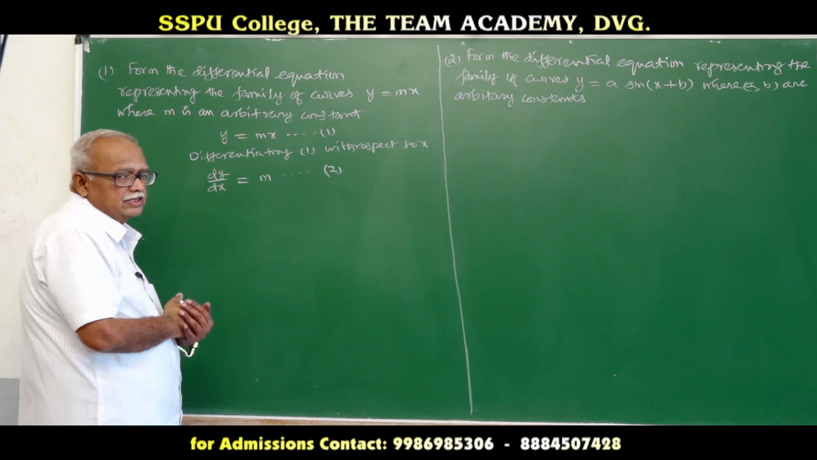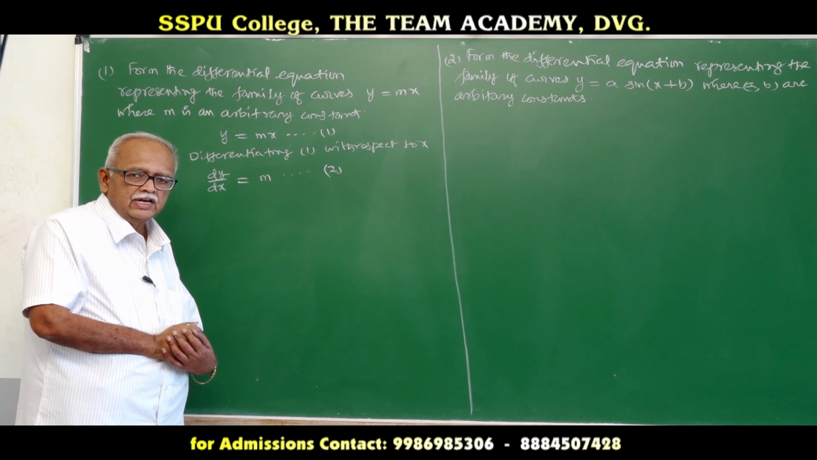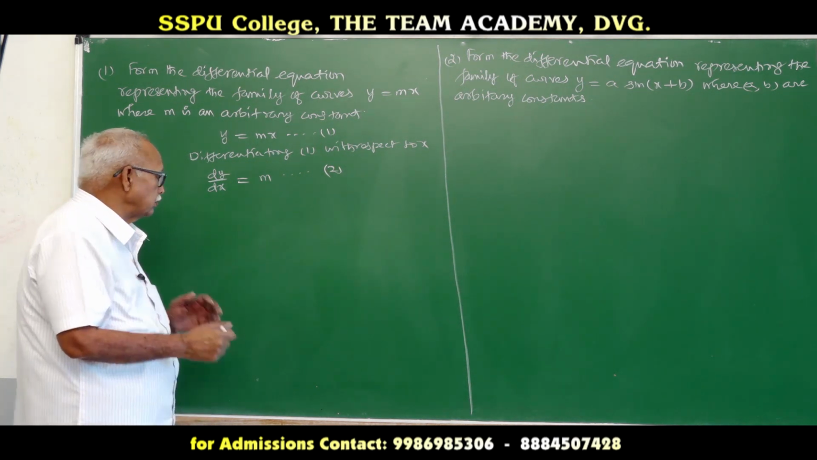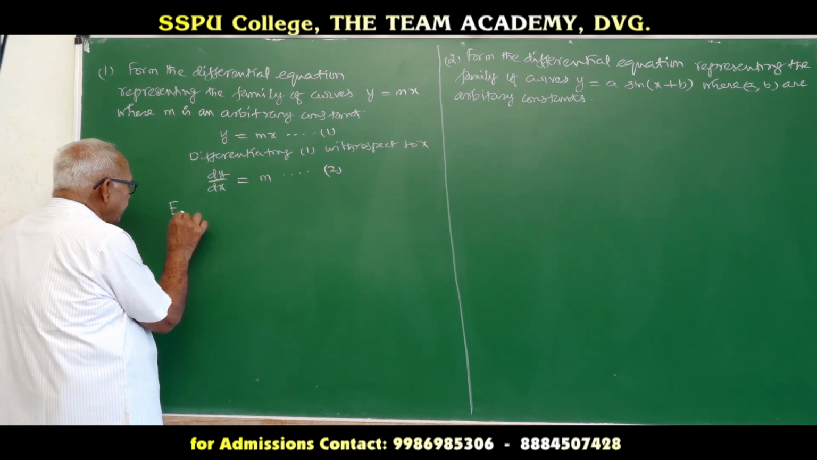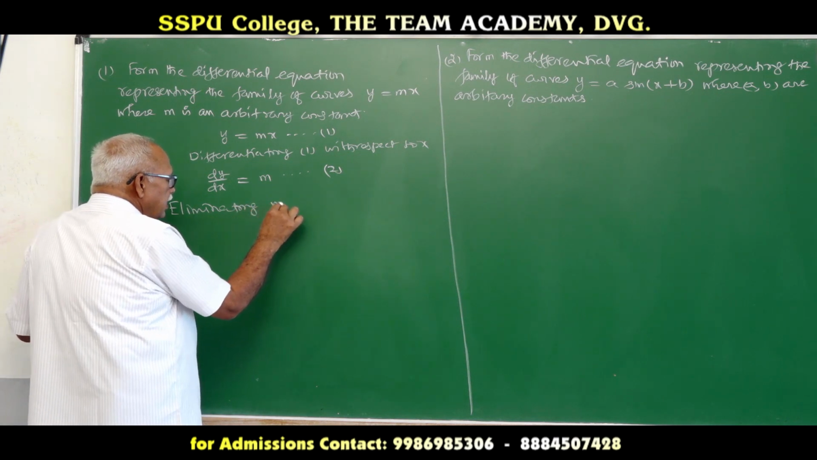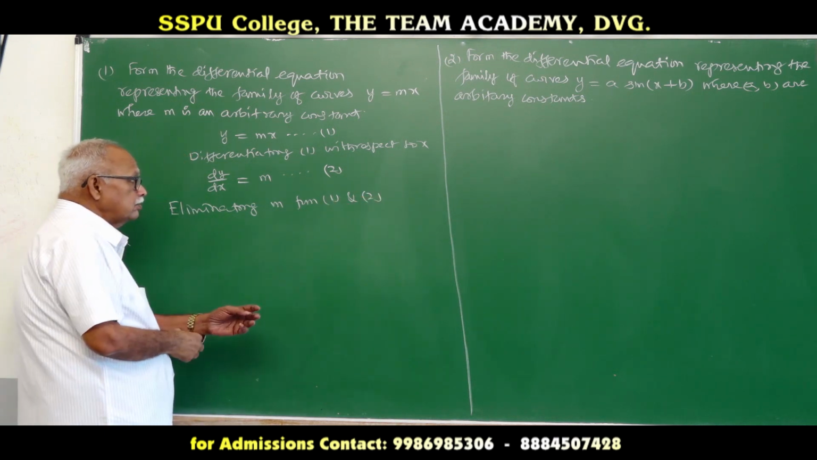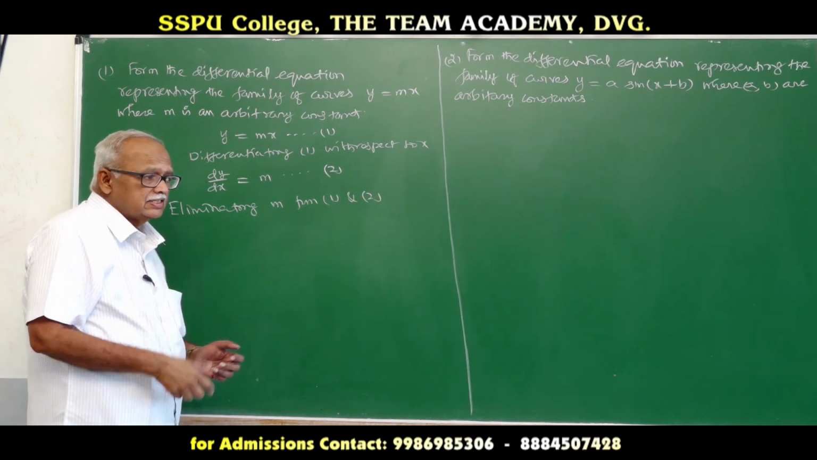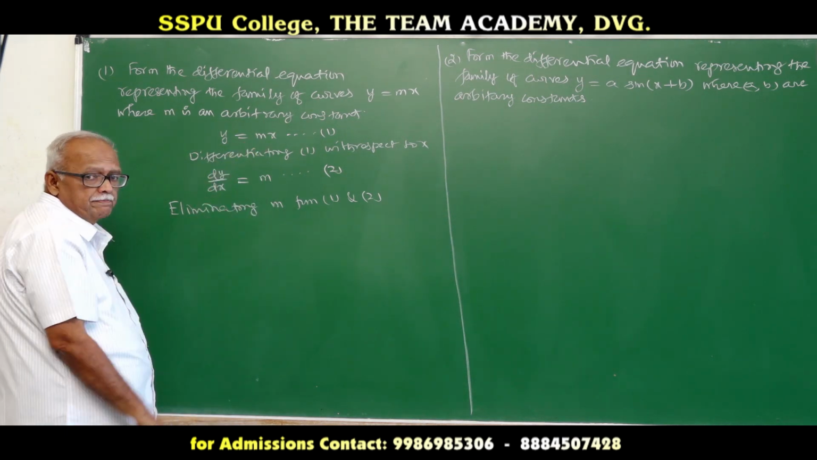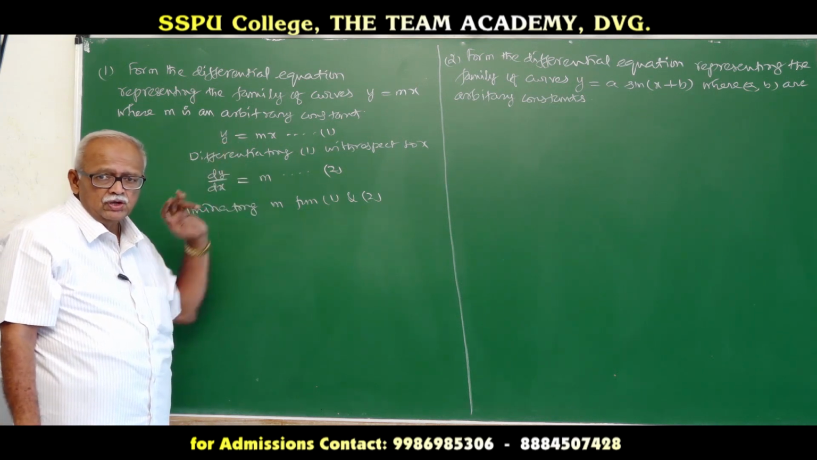So how to get the differential equation? We have differentiation is over. Now we have to eliminate m from 1 and 2 to get the required equation. Eliminating m from 1 and 2. Here it is very easy. We can easily eliminate this. See, m is equal to dy by dx. We can substitute m from the second equation into the first equation.